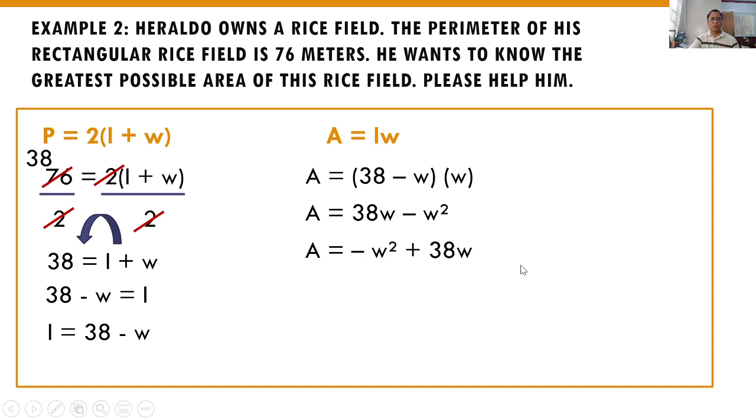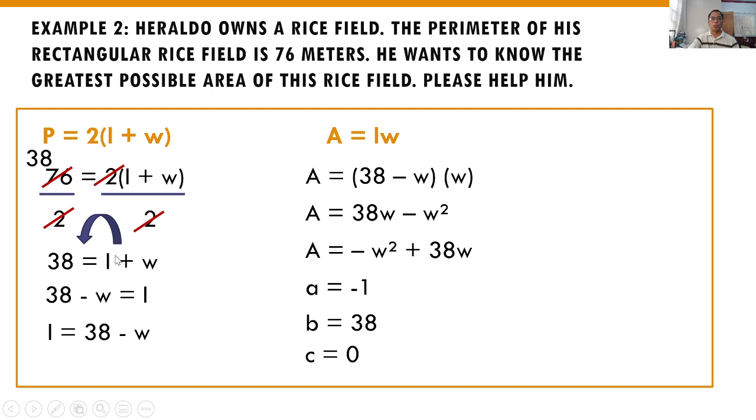Kagaya nung ginawa natin nung una, we have to identify yung values ng A, B, and C. So, A is negative 1. B, yung katabi na may variable, 38. C, 0. Now, medyo komplikado po dito sa example number 2, kailangan itong perimeter muna natin. But if you will follow yung mismong steps po natin, what I have discussed, hindi kayo mahihirapan.